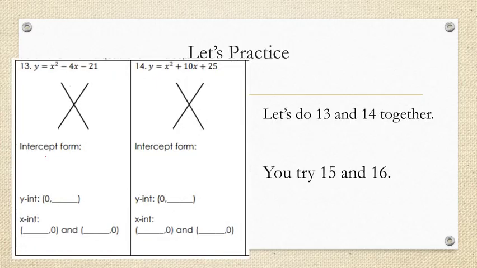Okay, intercept form will be y equals something. The y-intercept is going to be 0, negative 21. And I know that because a is 1, b is negative 4, and c is negative 21. Remember, this is the y-intercept. A times c, 1 times negative 21 is negative 21. B is negative 4. So I got to come up with this. I wrote 24 here. I apologize. This has got to go away.